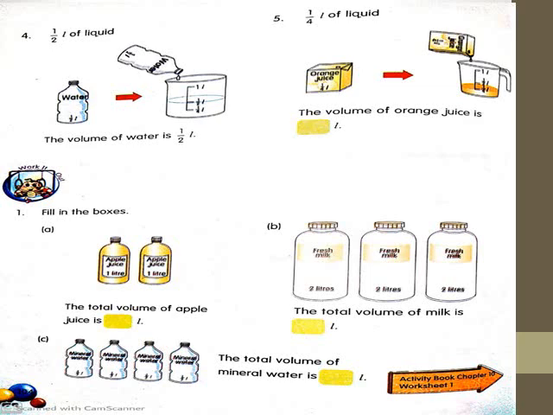In part C, you have different mineral water bottles, and these have half a liter of water each. When you have 2 half liters, that means you have 1 liter. Half plus half equals 1, and then again half plus half equals 1, and 1 plus 1 will be 2. When you add 1/2 four times, you get the answer 2. So 4 halves gives you 2 liters. So you will say the total volume of mineral water is 2 liter.